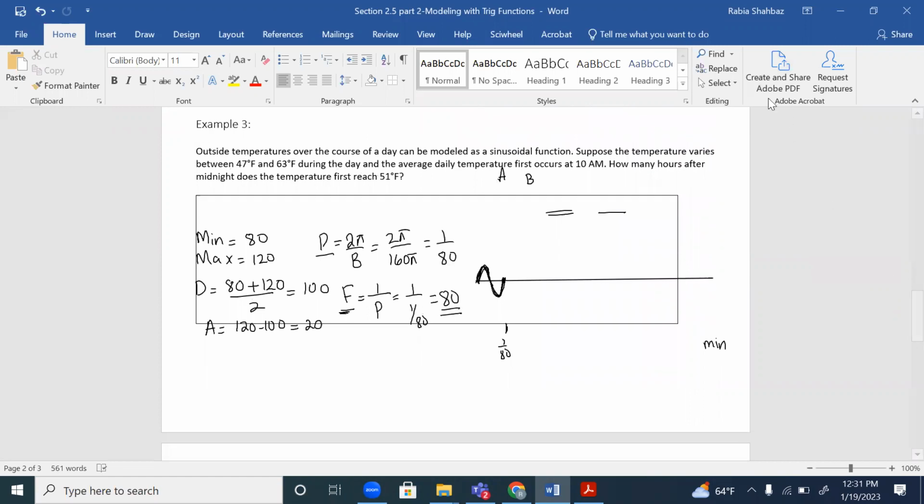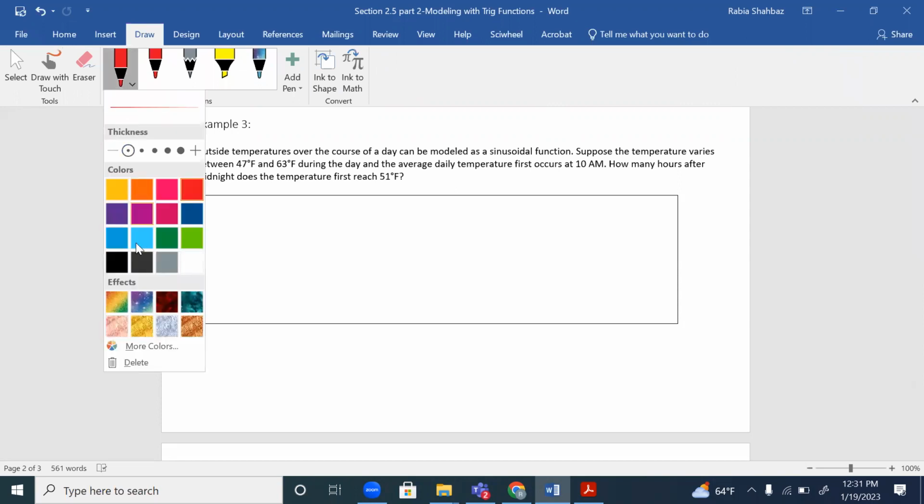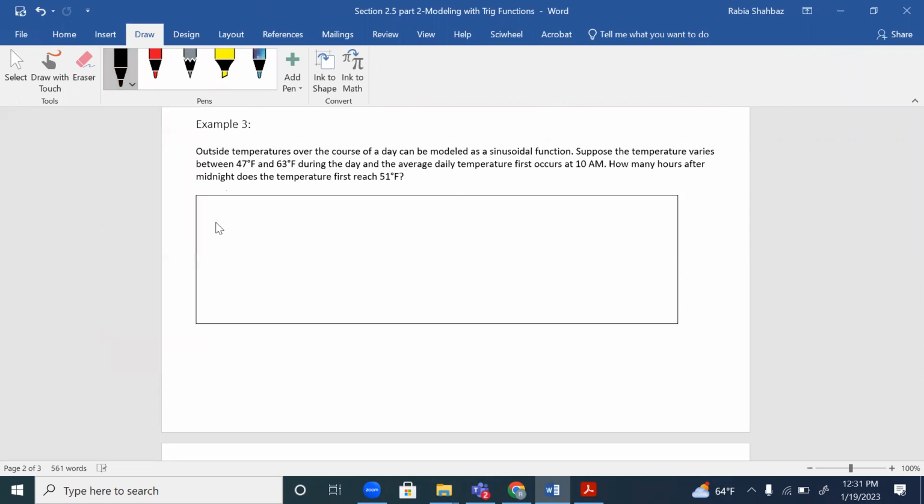Now let's look at another example here. We don't even have a graph, so in this case we're going to make a graph as well, and we're going to figure out the equation and then use that to answer a question. So let's read this scenario. Outside temperature over the course of a day can be modeled as a sinusoidal equation. Suppose the temperature varies between 47 degrees and 63 degrees during the day, and average daily temperature first occurs at 10 a.m. How many hours after midnight does the temperature first reach 51 degrees?